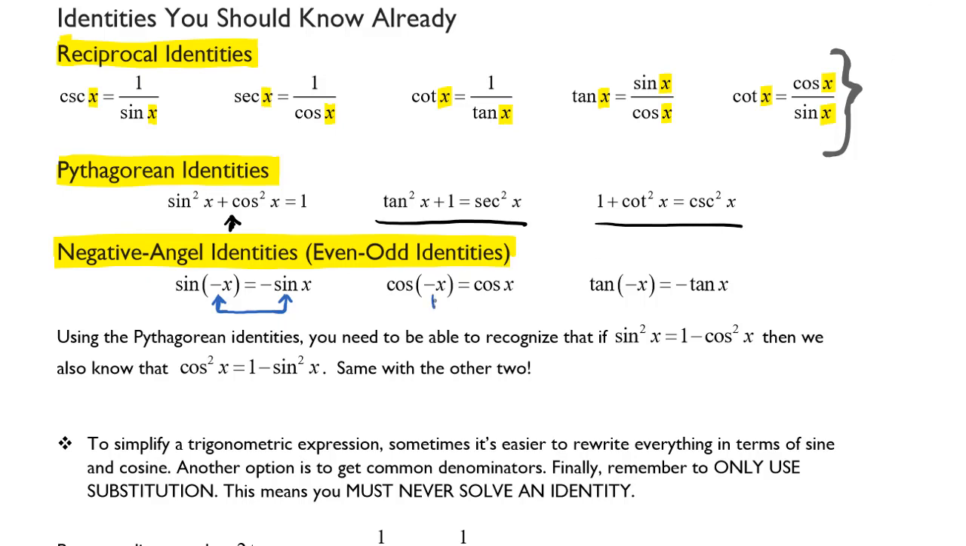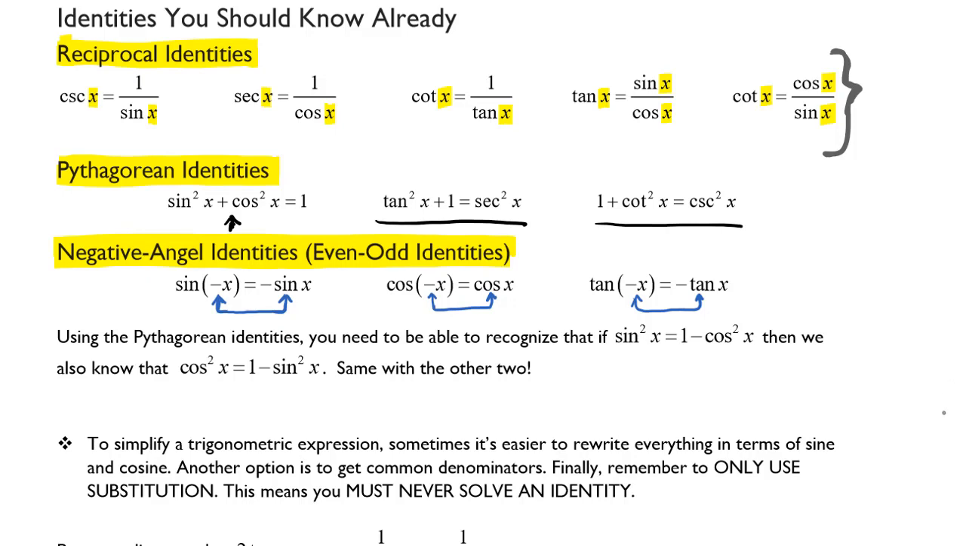Same with cosine of negative x. That's equivalent to just plain old cosine x. And tangent of negative x is equal to negative tangent of x. So those three you also need to memorize even if you haven't really seen them yet that much.